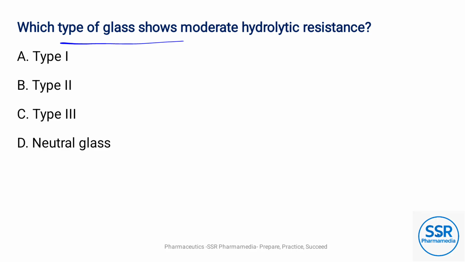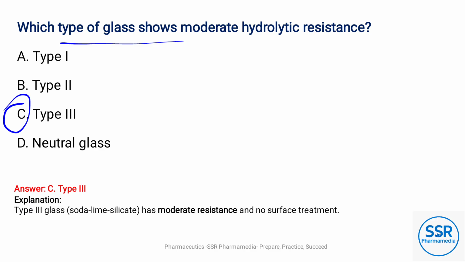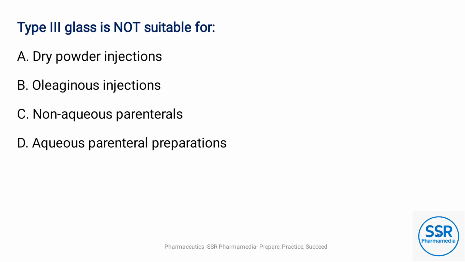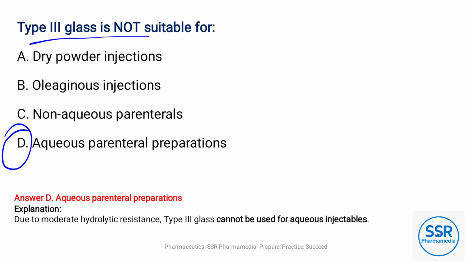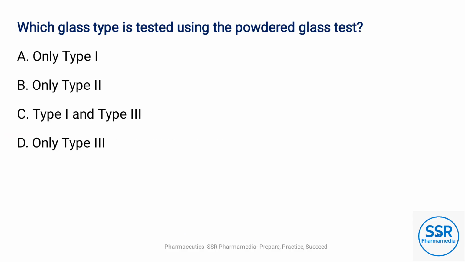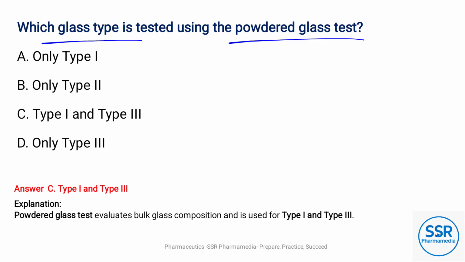Which type of glass shows moderate hydrolytic resistance? Option C, type 3 glass. Type 3 glass is not suitable for option D, aqueous parenteral preparations. Due to moderate hydrolytic resistance, type 3 glass cannot be used for aqueous injectables. Which glass type is tested using the powdered glass test? Option C, type 1 and type 2 require the powdered glass test.